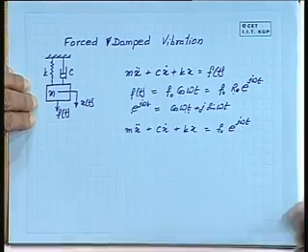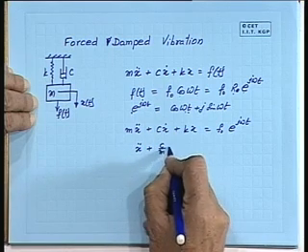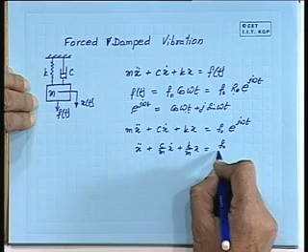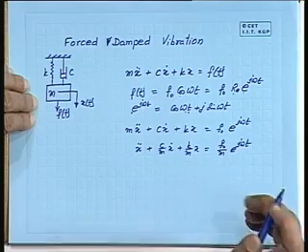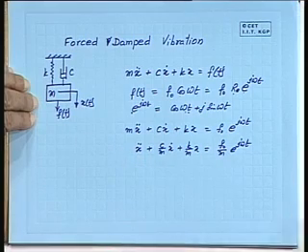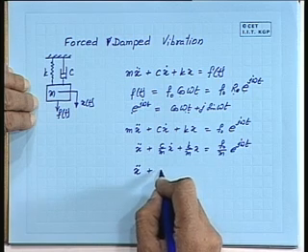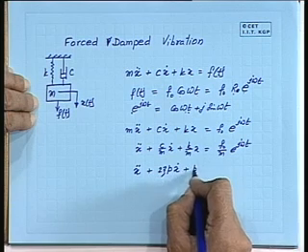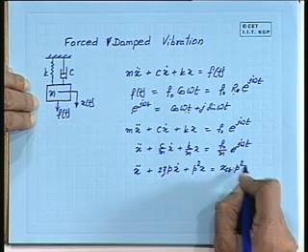As usual, dividing all through with m, we have x double dot plus c by m x dot plus k by m x equals F0 by m e to the power j omega t. Making the usual substitution which we have defined earlier, we write this expression as x double dot plus 2 zeta p x dot plus p square x is equal to x st p square e to the power j omega t.